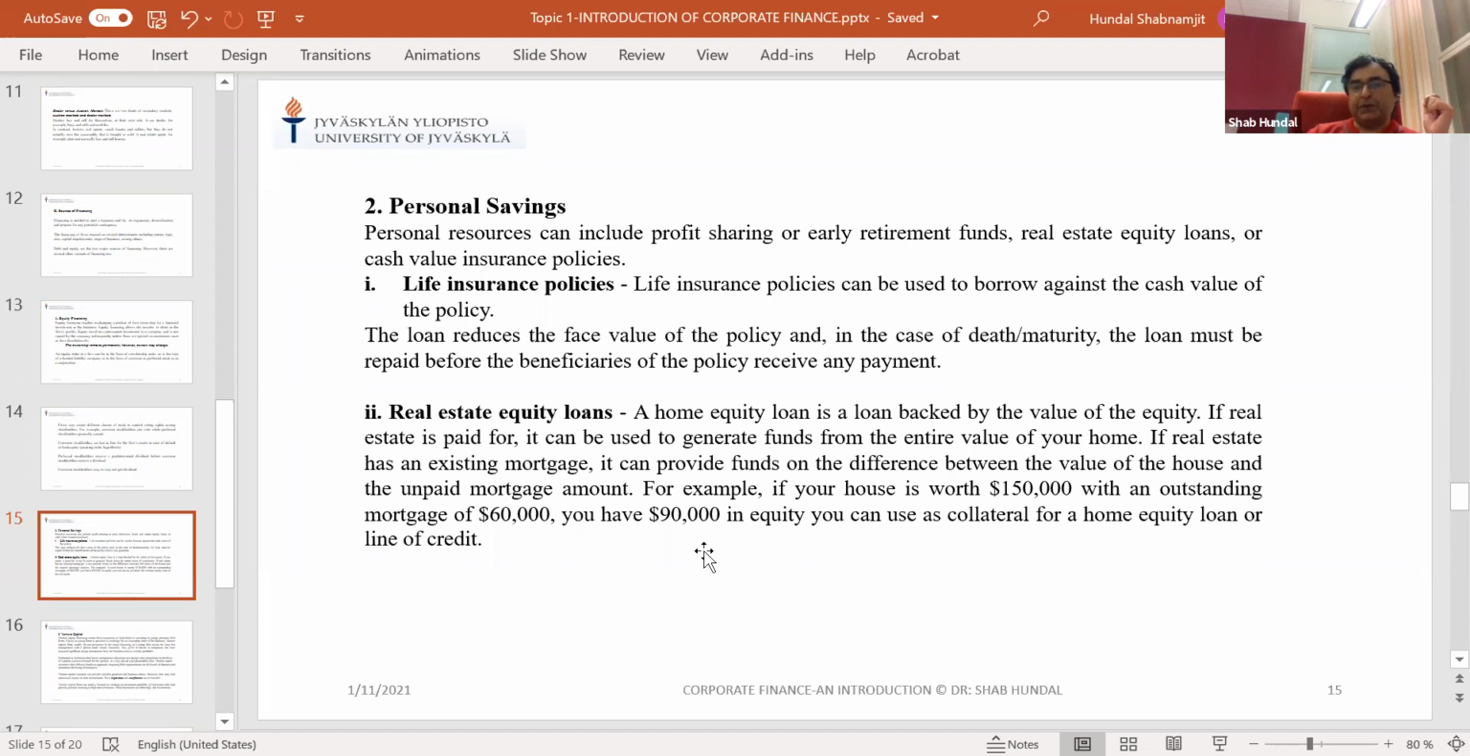If you have a mortgage, I gave an example here that if your house is worth $150,000 and you have taken a mortgage of $60,000, it means that you have $90,000 of surplus value. And if you want to take a loan from the bank, then this $90,000 is the amount against which you can borrow. So it could be possible that you have some personal savings, and some variants of saving, like life insurance or real estate equity loans, and then that can be used to borrow the money.